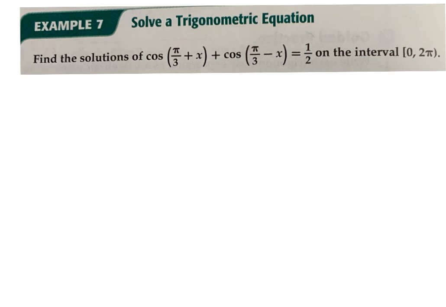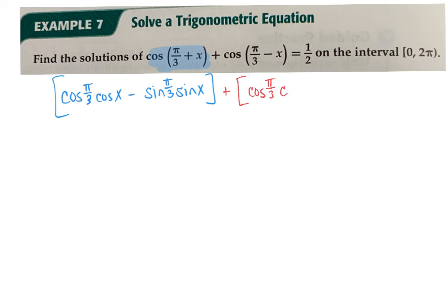My cosine sum says the cosine of the first times the cosine of the second minus the sine of the first sine of the second. So that's what I can replace this part with. And then I'm going to add to it my difference: cosine of the first, cosine of the second, plus sine of the first, sine of the second. And that's what I can replace this one with.